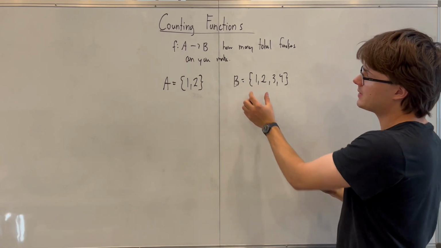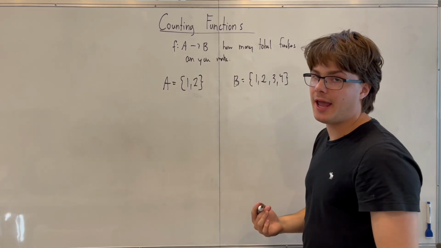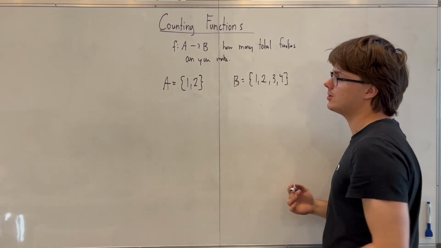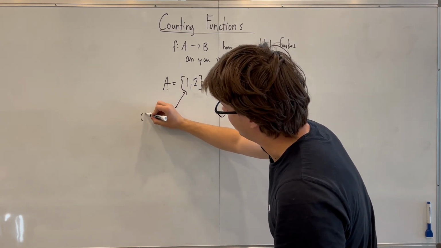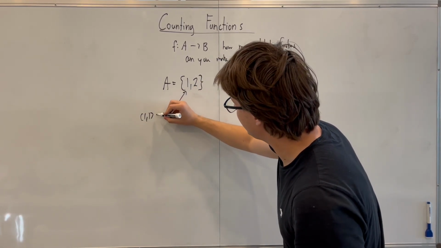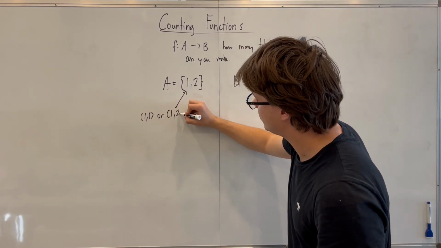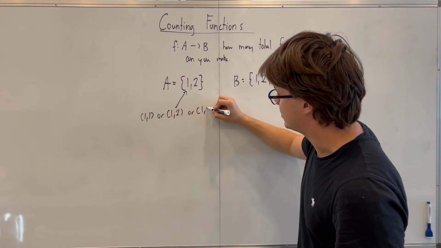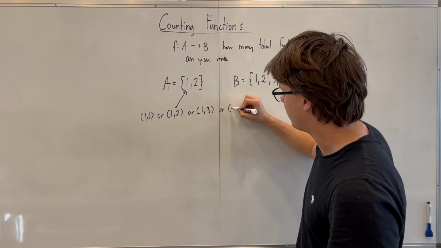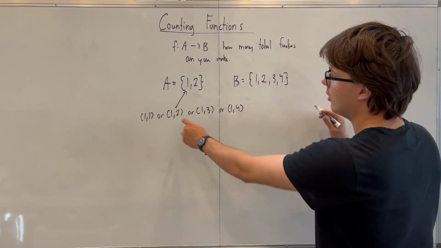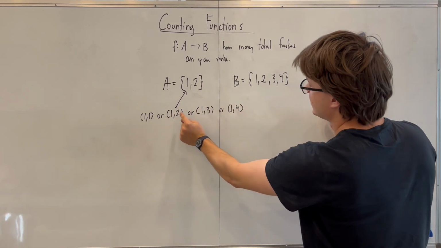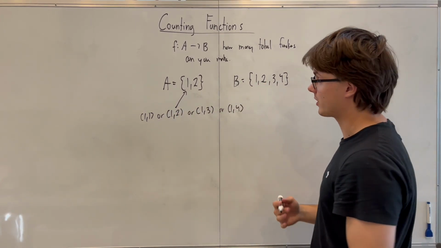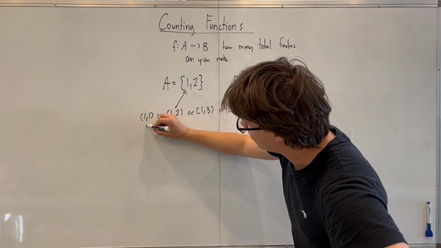This time I've kept b the same, but I've changed our a. A only has 1 and 2. So what do we know? Well, we know 1 can be mapped in all of the following ways. We can map 1 to 1 in b, or we can map 1 to 2 in b, or we can map 1 to 3 in b, or we can map 1 to 4 in b, right? Of course, this 1 is not the same as the one here. This one is the one in b. This 2 is the 2 in b. Don't forget that.